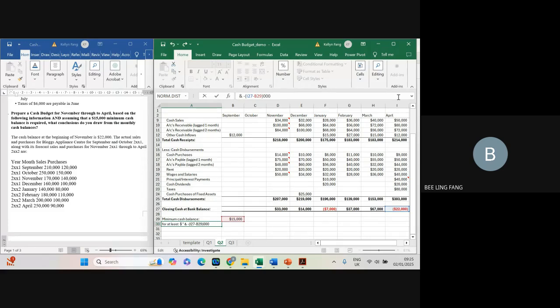Because I didn't fill in the blank here. Must have 37,000. 30, correct. 22 plus 15, 37. Correct. Because you got negative 22, right? When you pay 22,000, you get 0, no balance. But as from the question, you must have a minimum cash balance of 15,000. So you add 22 plus 15,000, so it's 37,000. Okay.